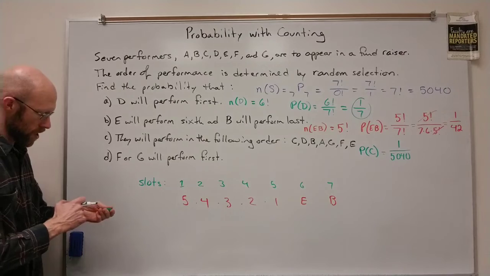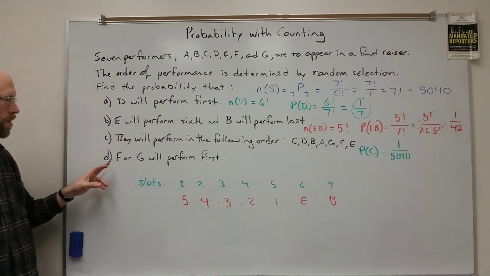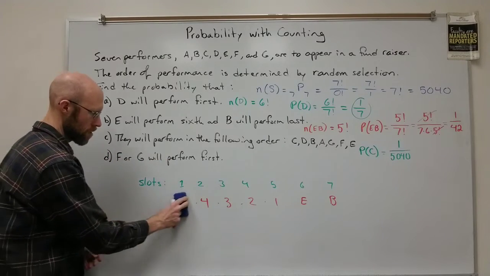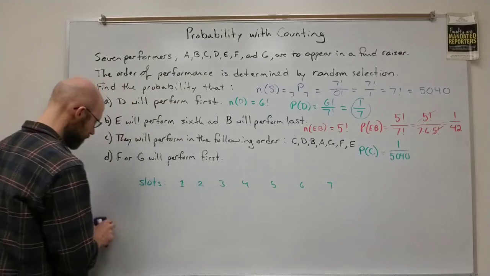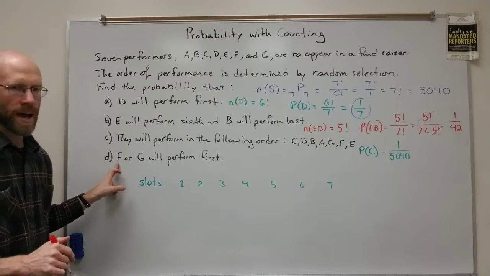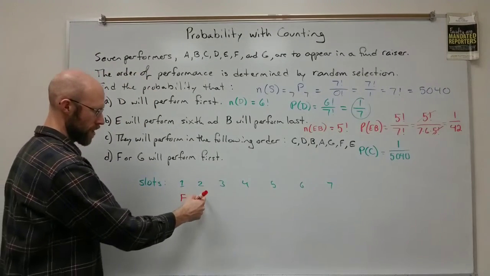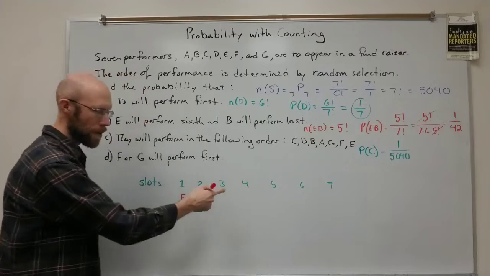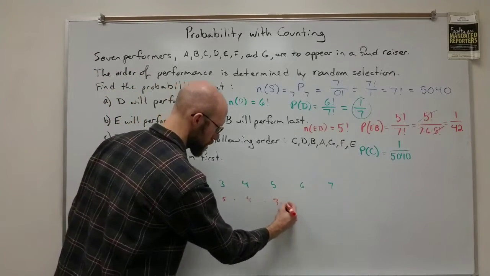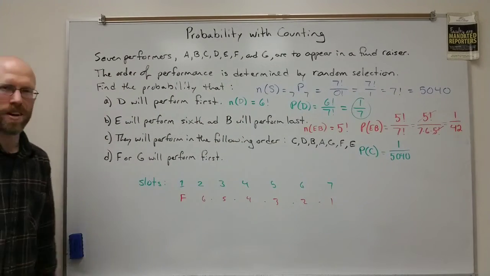Okay, and let's switch colors one more time. Go to part D. And I want the probability that F or G will perform first. So I'm going to clear this out. And the number of ways that F can perform first is going to be F in that slot. And then I got to figure out my options for the other slots. There's 6 times 5 times 4 times 3 times 2 times 1. That looks a lot similar to D performing first, right?